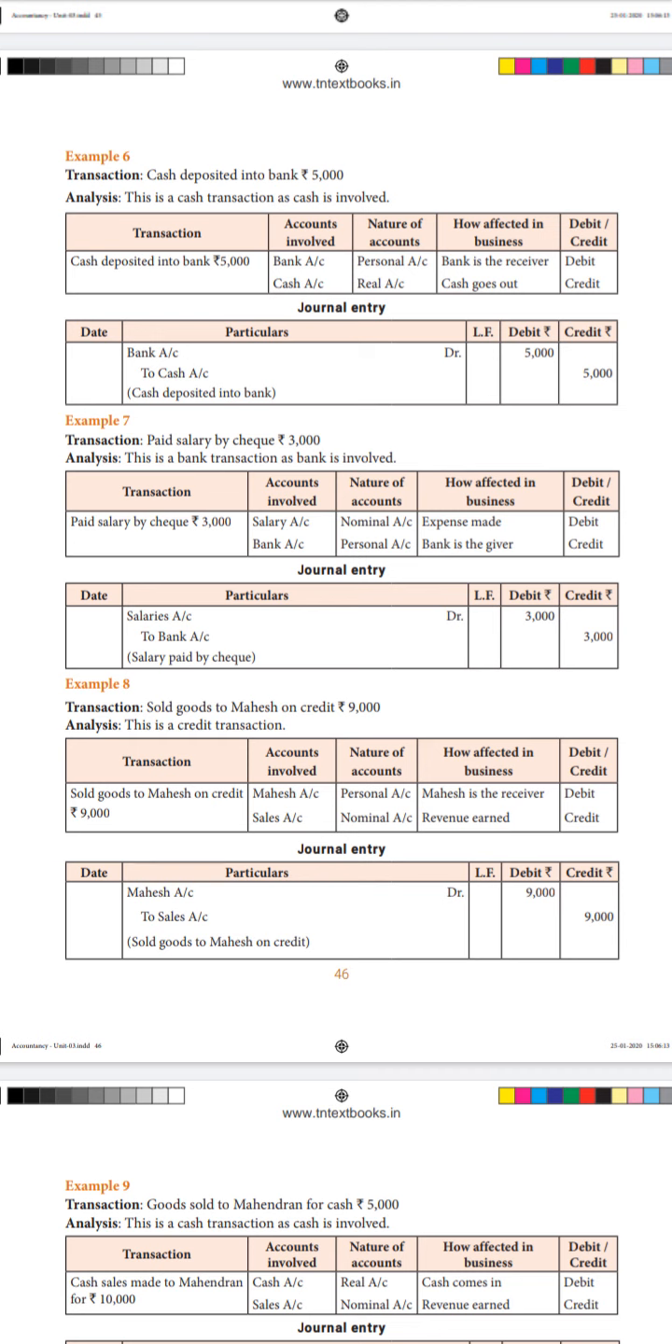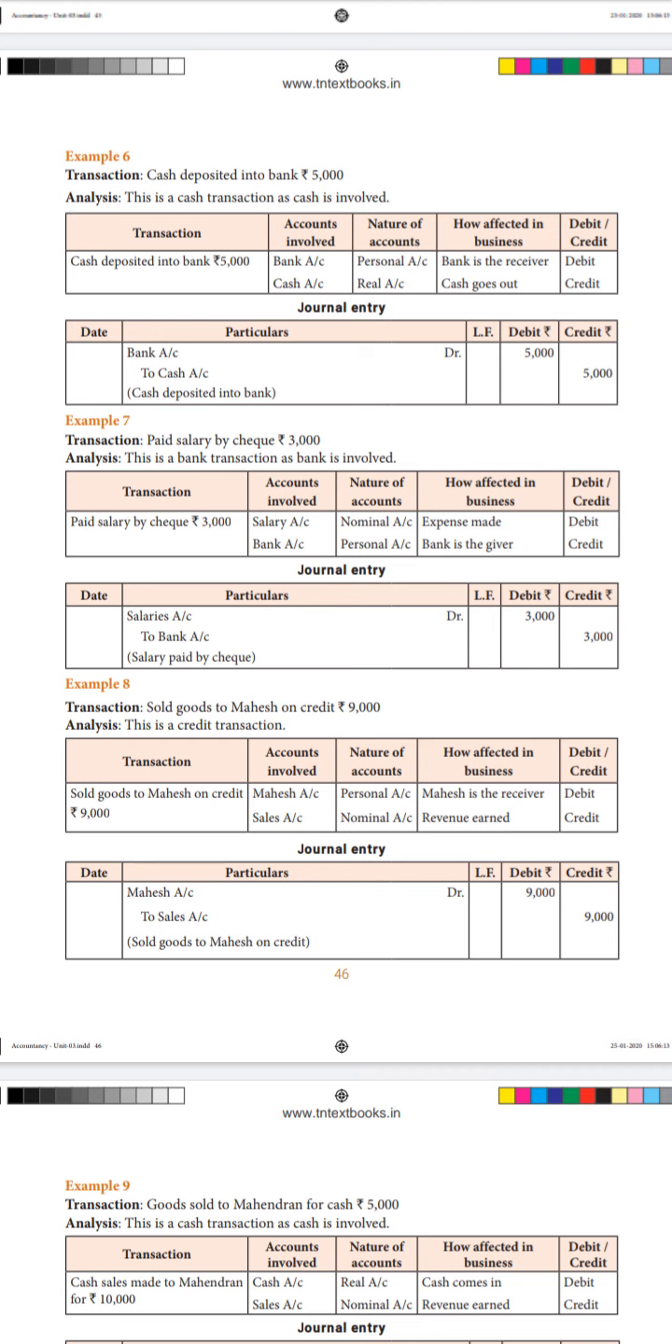Cash account is real account in nature. Bank account is personal account in nature, that is personal, real, nominal. Out of these three, each account will be categorized under one of these accounts. So here bank is a personal account, cash is always a real account. Then when we say personal account, the next step is to check the golden rules of accounting.